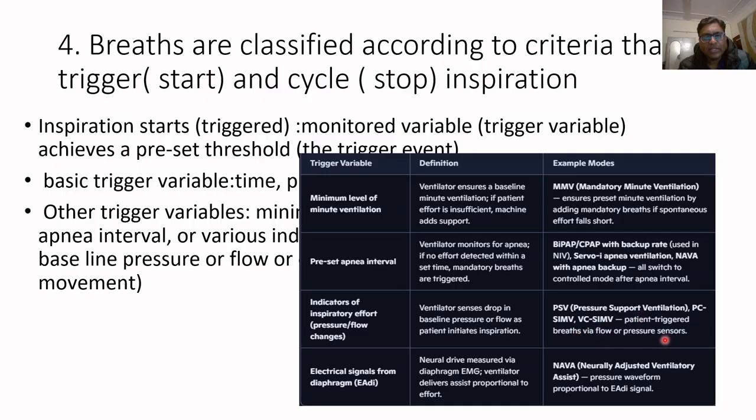There may be the classic flow or pressure triggers that we set in the conventional, commonly used modes. And electrical signals of the diaphragm are a neural drive measured by the diaphragm EMG, the Edi. The ventilator delivers assistance in proportion to the effort. This is NAVA. Here, the pressure waveform is proportional to the Edi signal. So these are the other types of trigger variables.